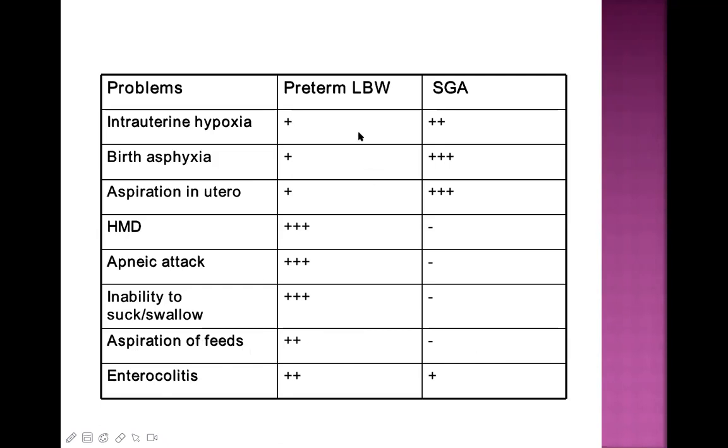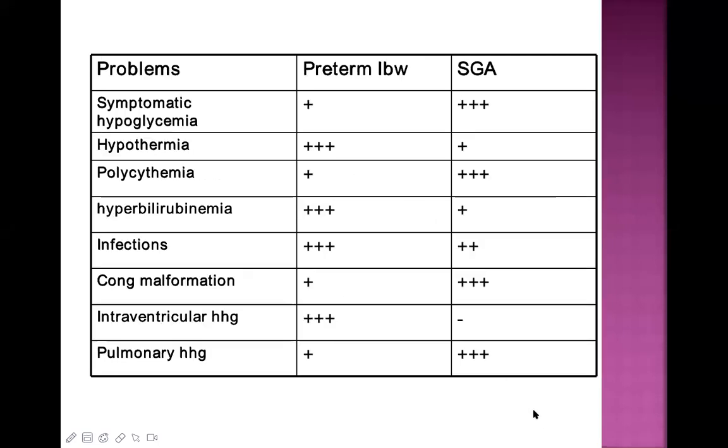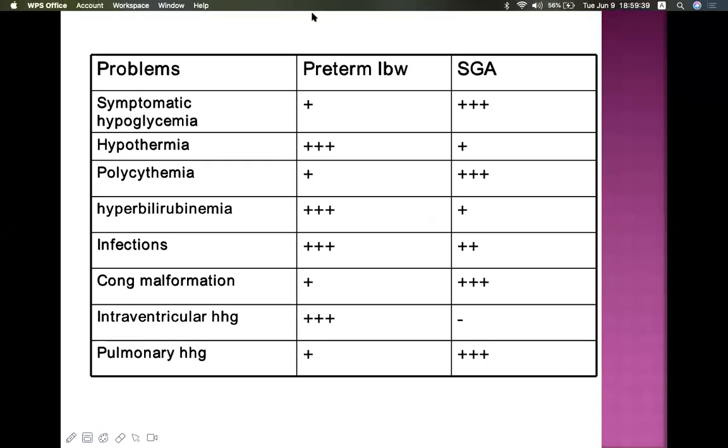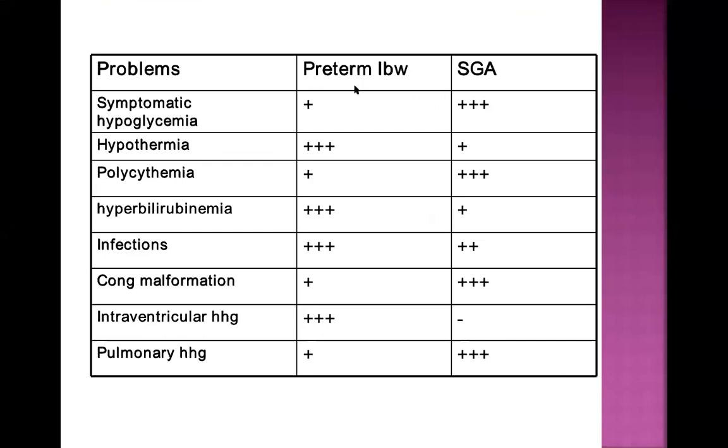Necrotizing enterocolitis is much more commonly seen in preterm low birth weight babies than SGA babies. Remember what I told you? If high protein milk is fed to those babies, then necrotizing enterocolitis can occur. So there is a possibility SGA babies can also develop that if they are fed that type of milk, but it is very common in preterm babies. Now let's talk about some other differences.